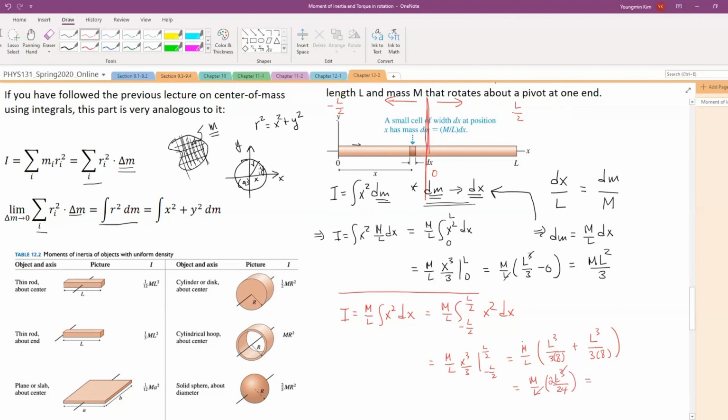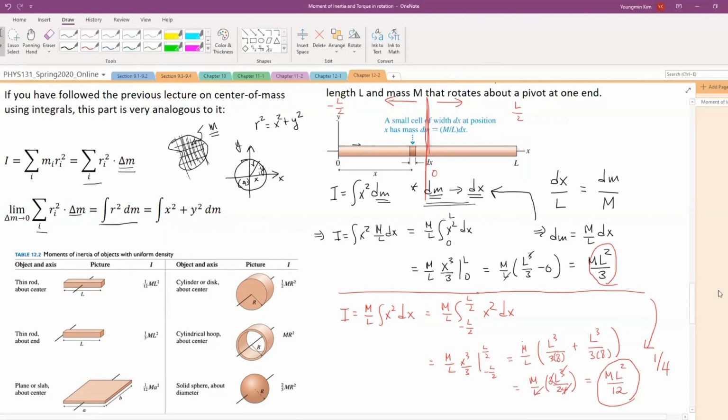One of the L cancels out. This cancels out. I have now ml squared divided by 12. Now, let's compare the results from above. Compared to above, to rotate this with the same amount of energy, it costs only 1/4 of the energy because the moment of inertia is only a quarter when you pivot it around the center.